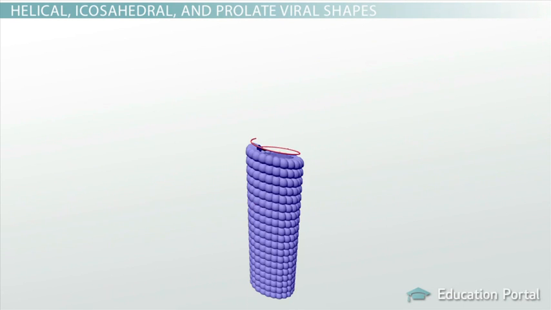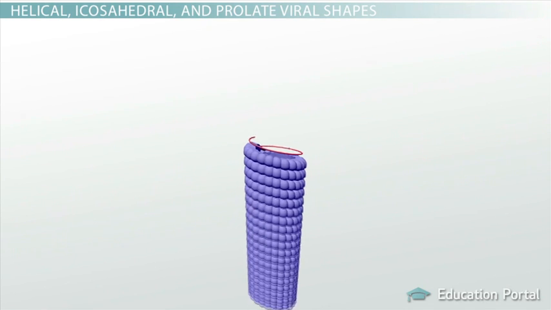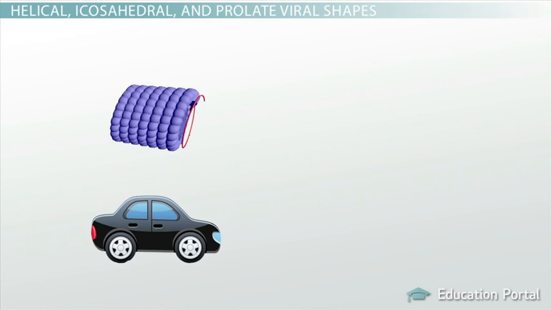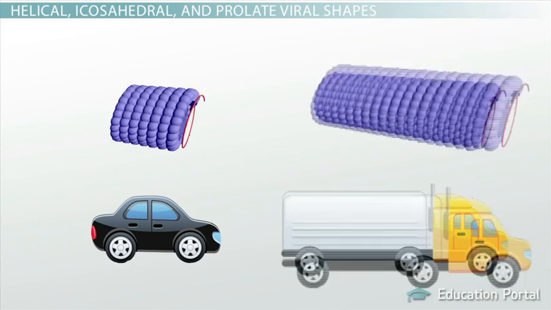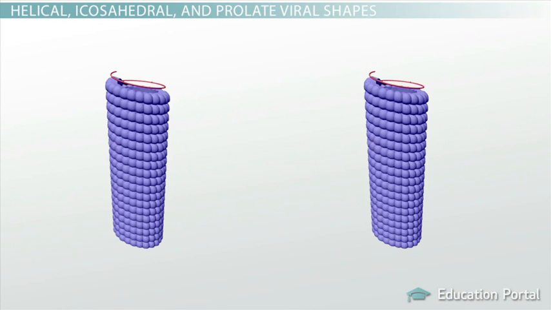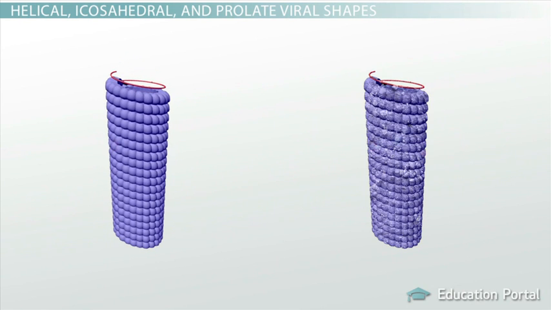With that in mind, one type of car driving around in the viral world is known as a helical virus. This is a virus that has its capsid shaped into a filamentous or rod-shaped structure. This type of shape has a central cavity that encloses its nucleic acid. Some of these viruses are short, like a two-door car, while others are very long, like an 18-wheeler. Furthermore, many allow for a lot of flexibility or a lot of rigidity, depending on how the capsomeres are arranged.